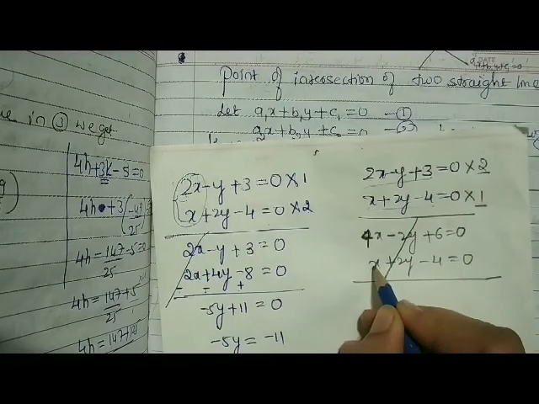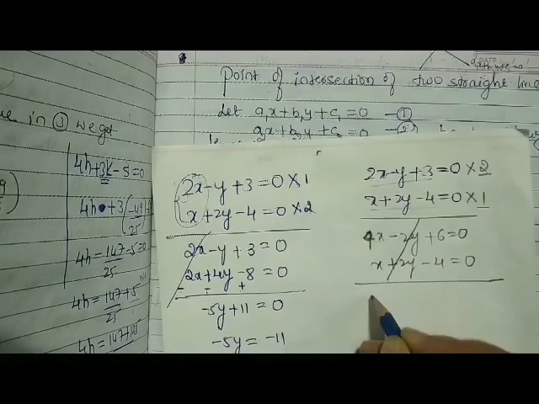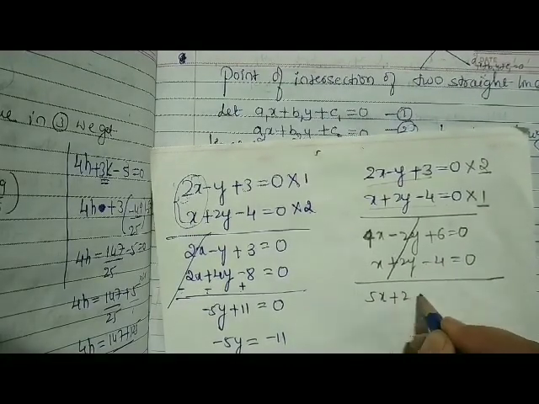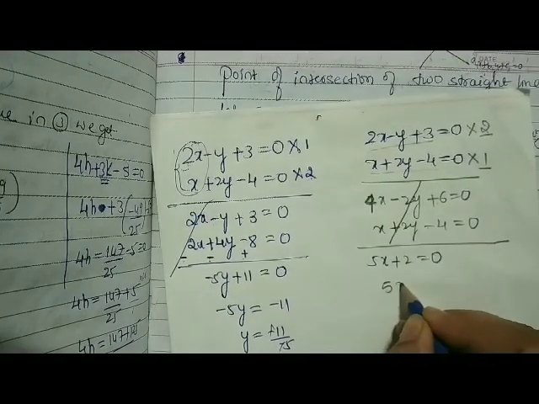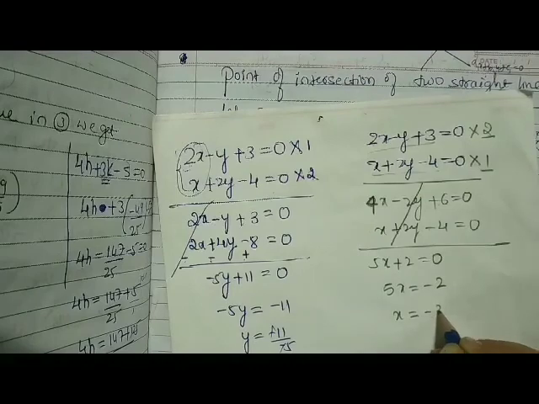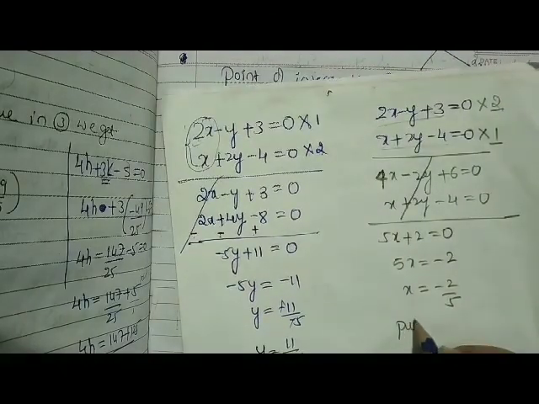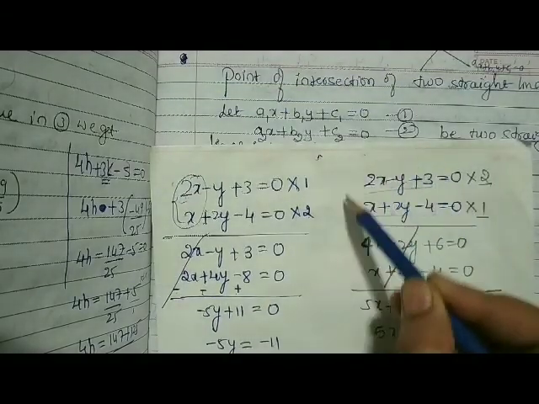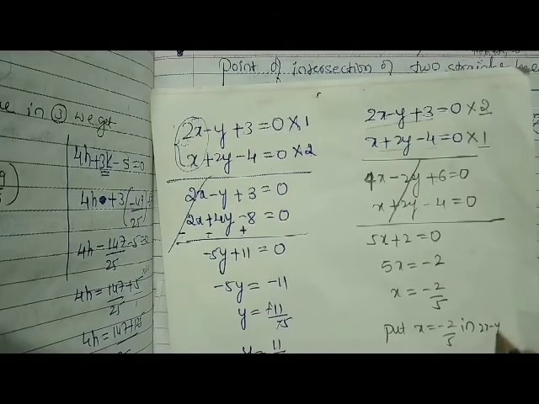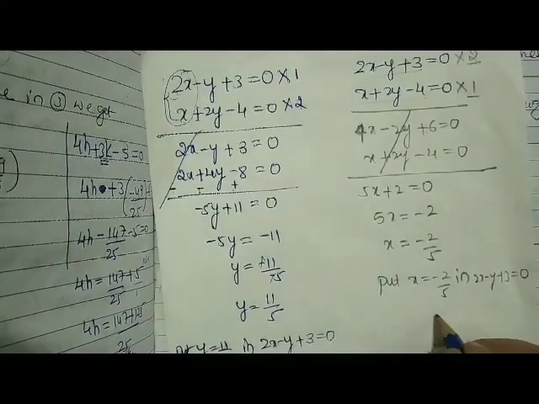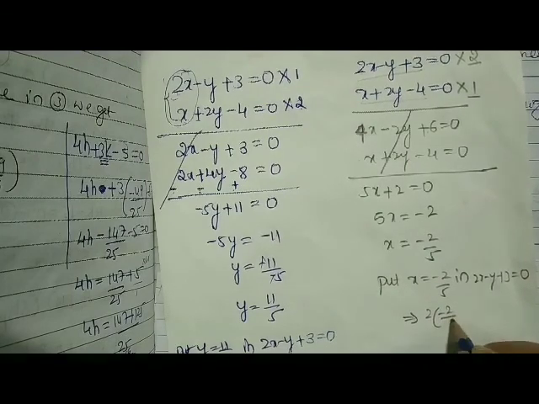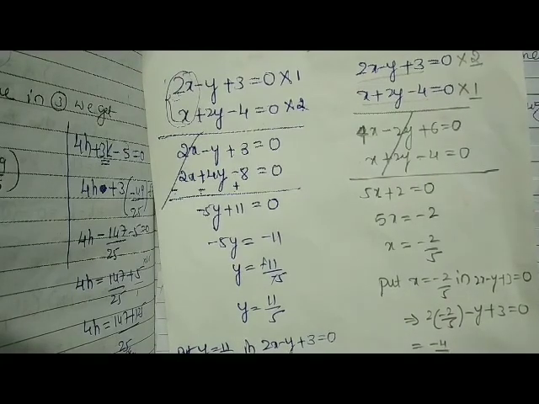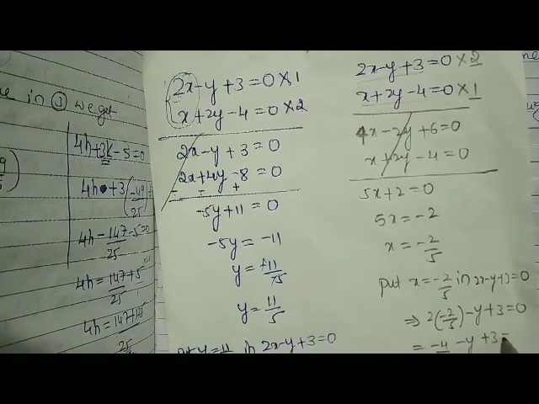So 4x plus x is equal to 5x, plus 6 minus 4, that is plus 2, which is equal to 0. 5x is equal to minus 2, therefore x is equal to minus 2 by 5. Substitute x is equal to minus 2 by 5 in any of the equations. So 2x minus y plus 3 is equal to 0. Then we have 2 into minus 2 by 5 minus y plus 3 is equal to 0. So this is minus 4 by 5 minus y plus 3 is equal to 0.